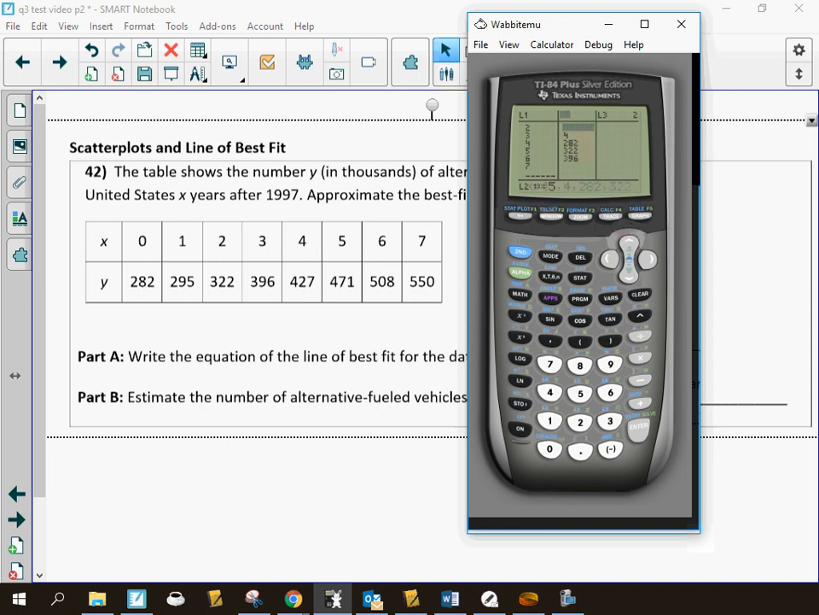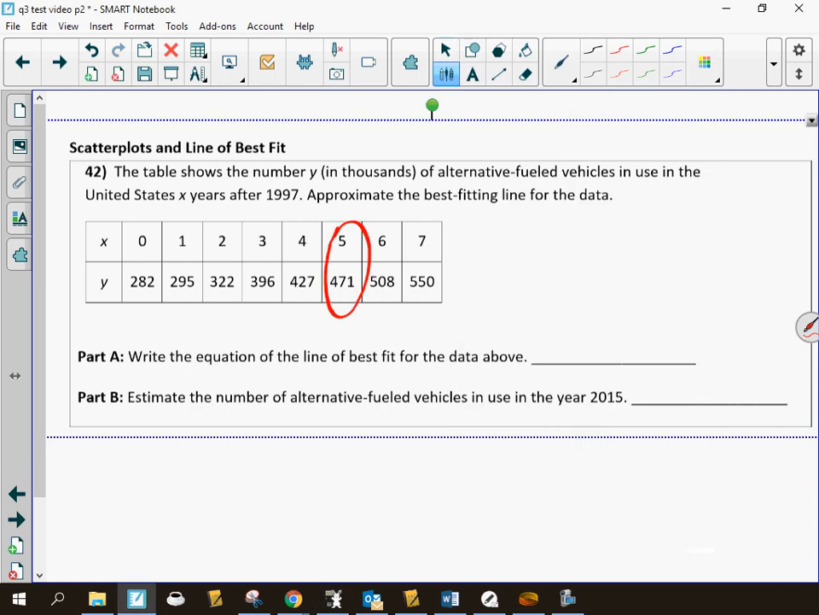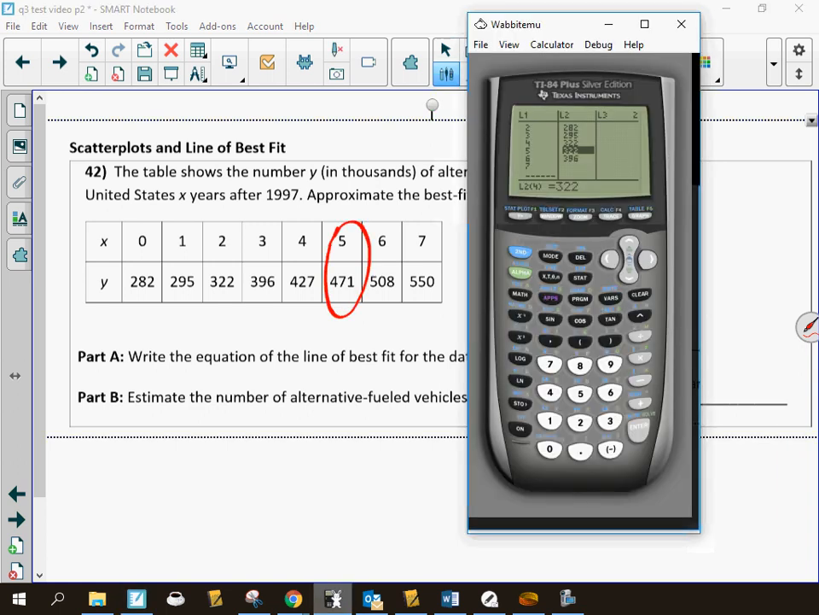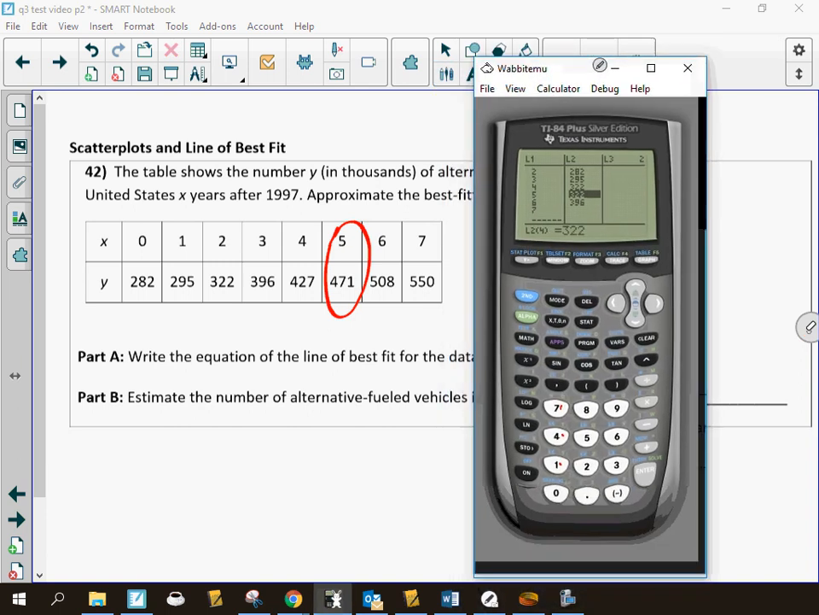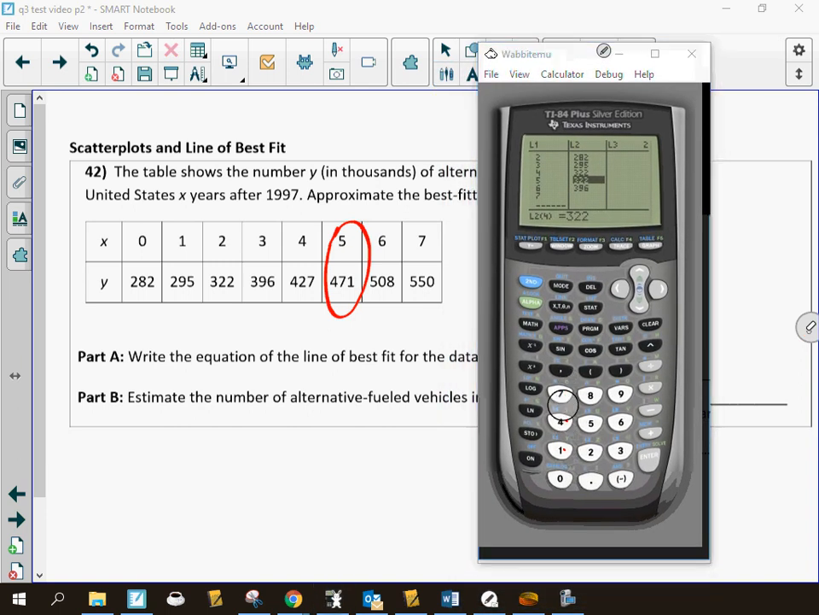Oh, I messed this all up. Let's start that again. So the first value was 282. The next value was 295. The next one was 322. It's very important that when you do this, 5 and 471 are across from each other. Oops, sorry. $508, and lastly 550.